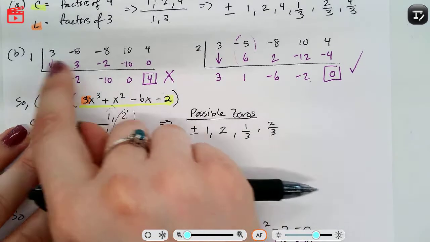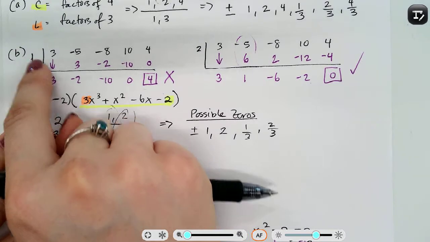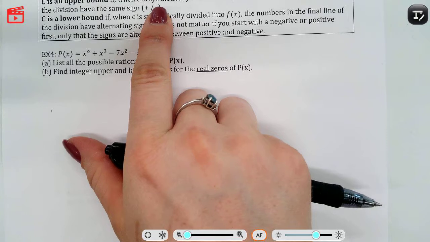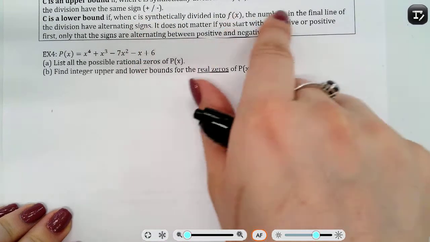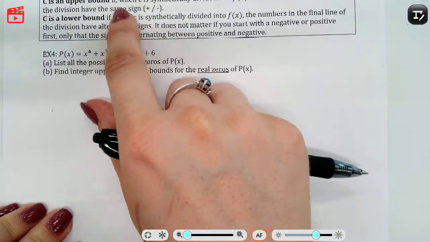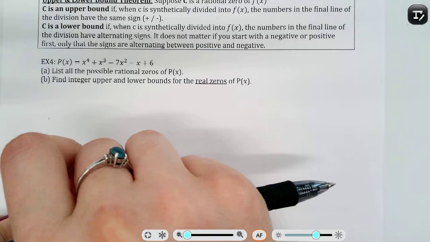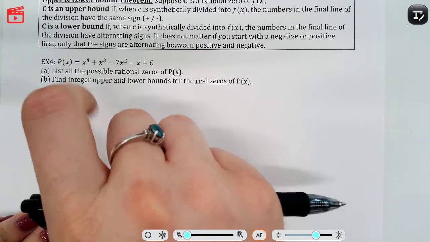So if the number we're dividing into is positive and all of the signs on the bottom are positive, or if they're all negative too, the numbers in the final line of the division, this is an upper bound. So the number we're dividing by is an upper bound if they all have the same sign on the bottom, either all negative or all positive.